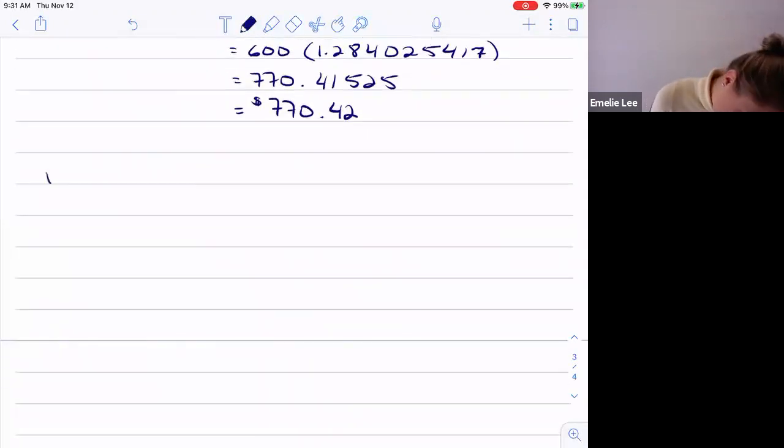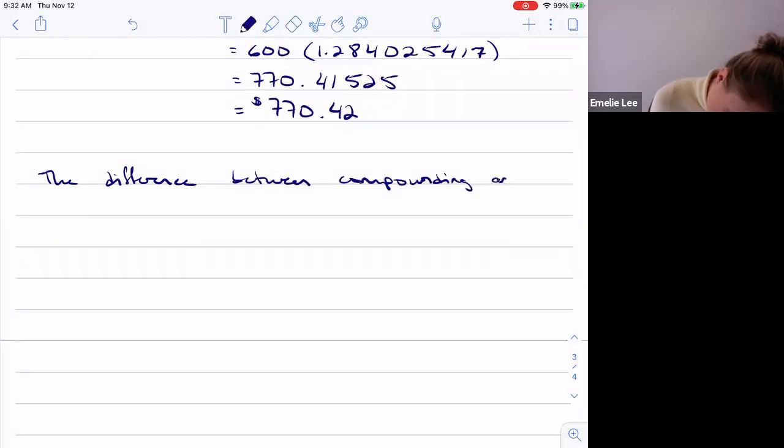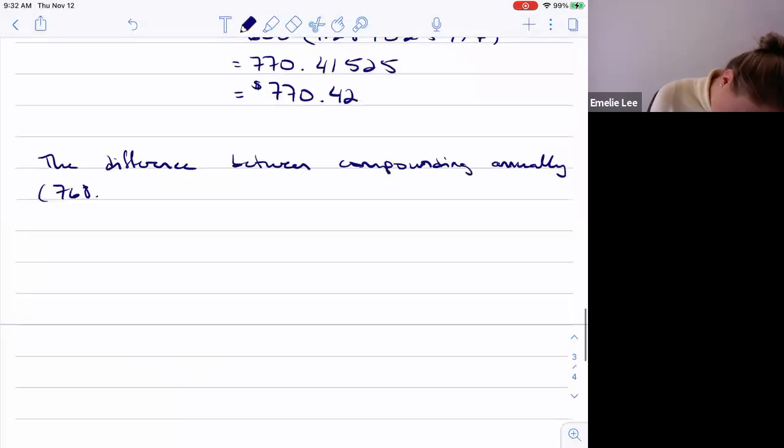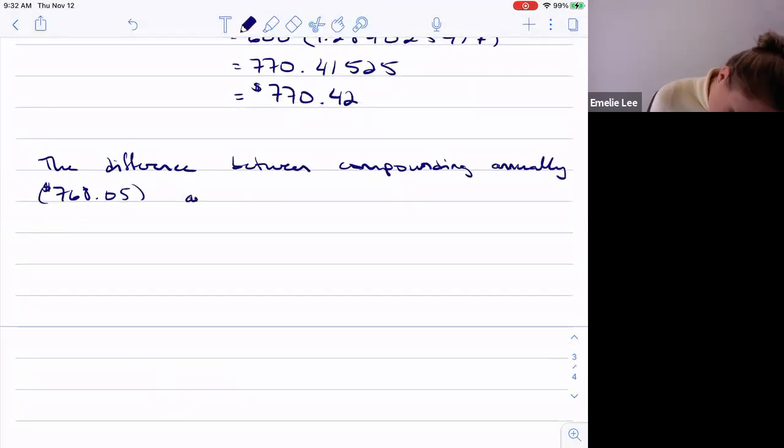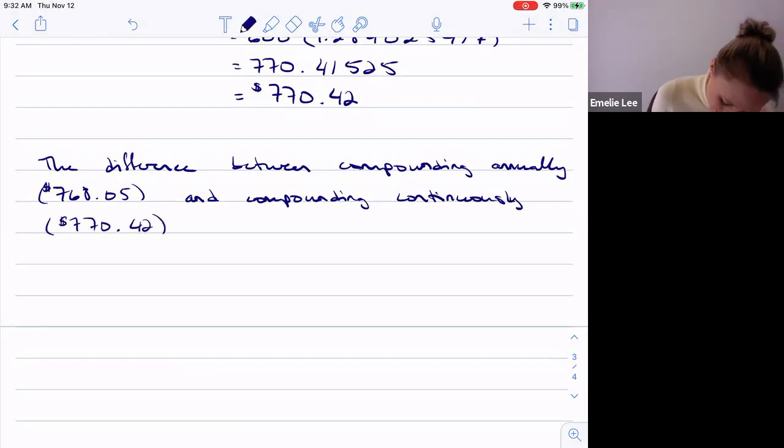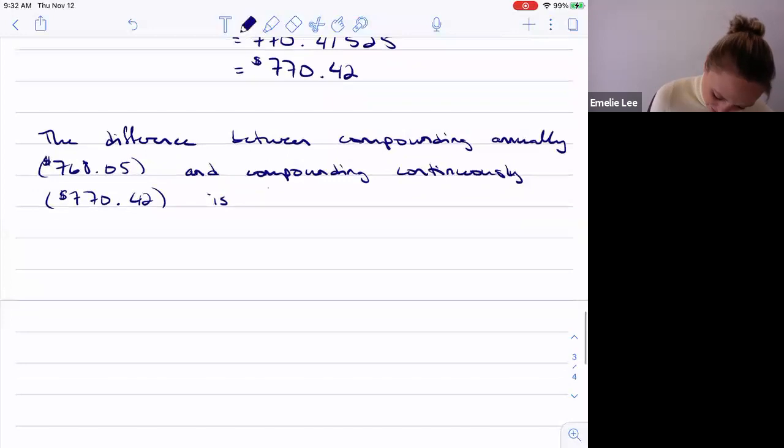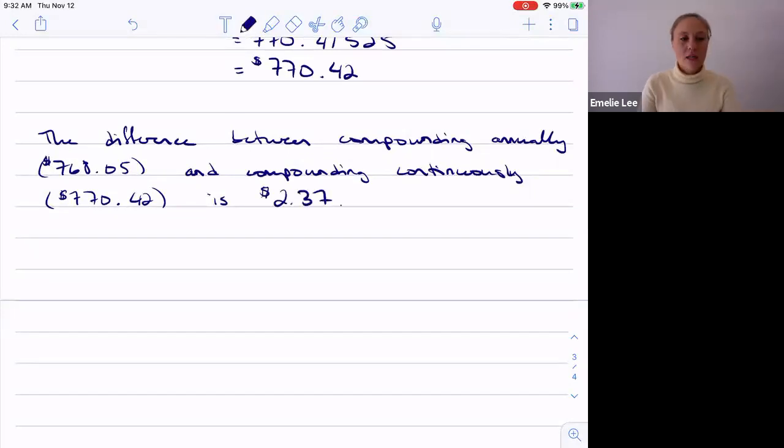And so the difference between compounding annually, which was 768.05, just so I have it here, and compounding continuously, which was 770.42, is, oh, let's see here, 770.42 minus 768.05, a whopping $2.37.